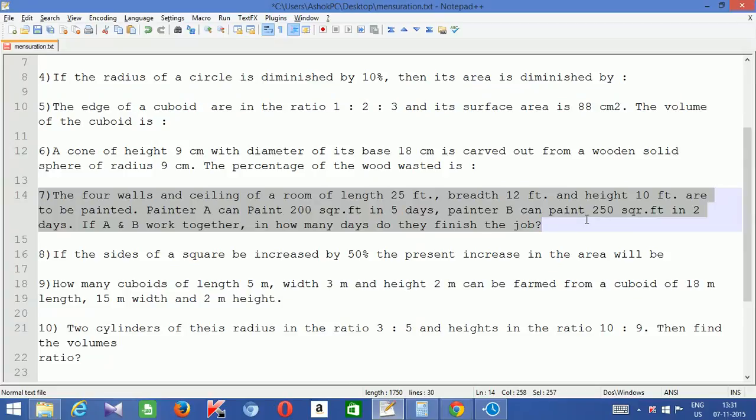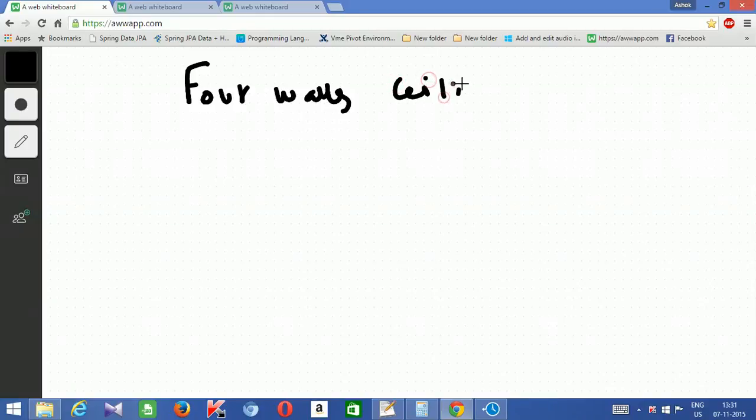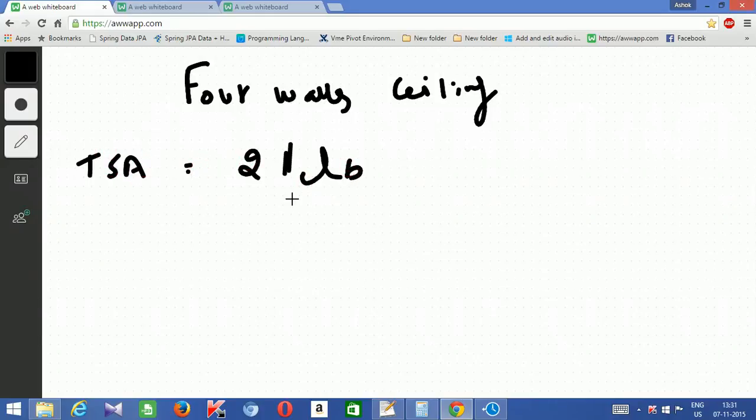Fine. So now coming to this question, the 4 walls and the ceiling of the room are all painted. So you are painting 4 walls and a ceiling. So that's the surface area of a cuboid, the total surface area. You know that the total surface area of a cuboid formula is 2 times LB plus BH plus HL, right? So 2 times of LB plus BH plus HL.